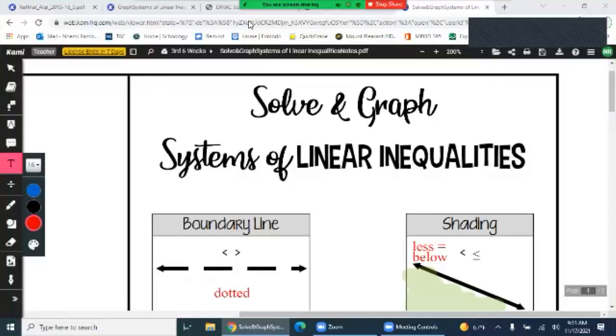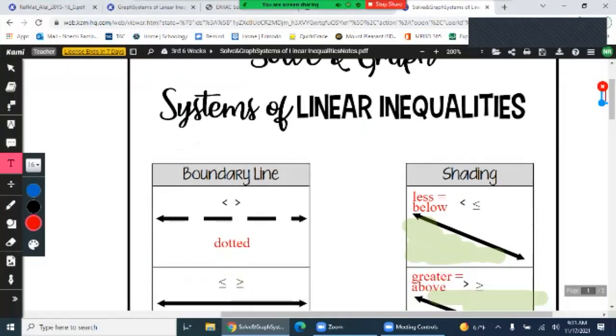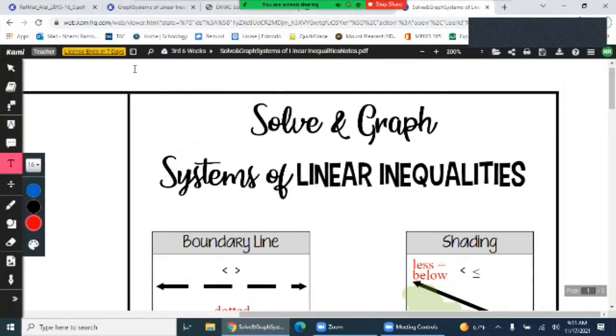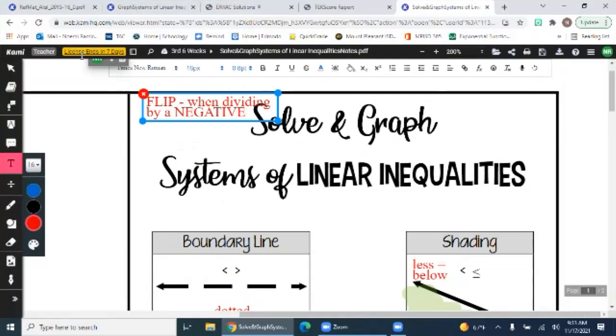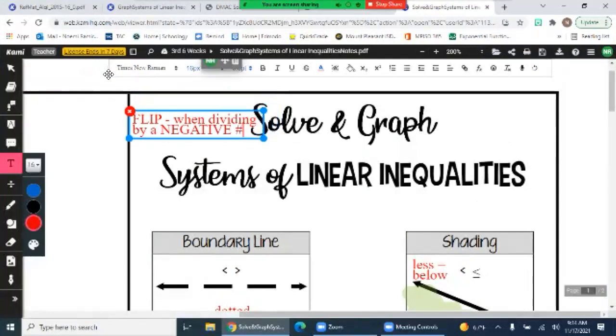All right, guys, so tomorrow we're going to be doing the same thing, except we're going to add the solving part of it. So just remember, when you're solving an inequality, you want to flip that symbol. Flip when dividing by a negative number. You want to make sure to flip when you divide by a negative number. Okay.